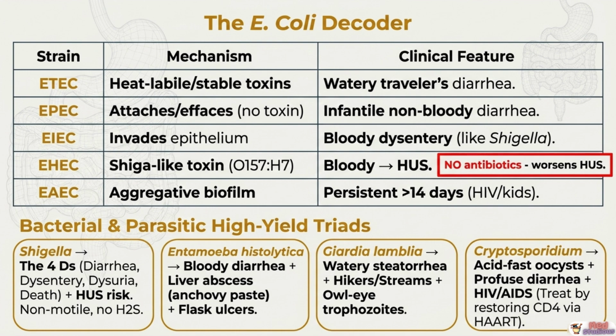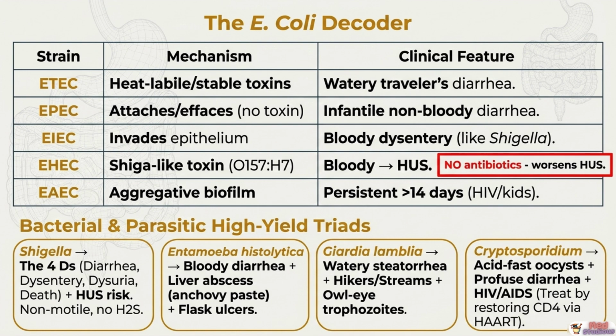EPEC attaches to and effaces enterocytes without producing a toxin, causing non-bloody infantile diarrhea. EIEC actually invades the colonic epithelium, mimicking Shigella with bloody dysentery. EAEC forms an aggregative biofilm, causing diarrhea that persists beyond 14 days, especially in HIV patients and young children.